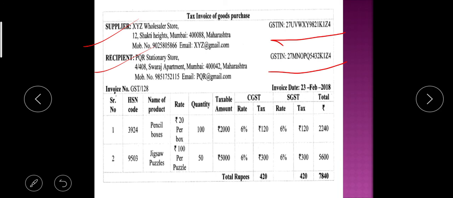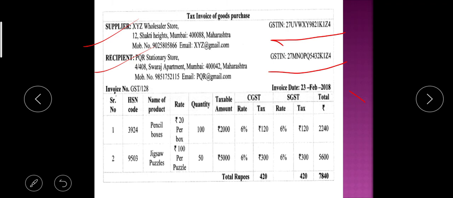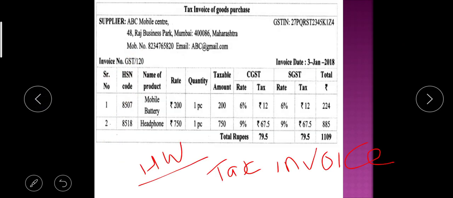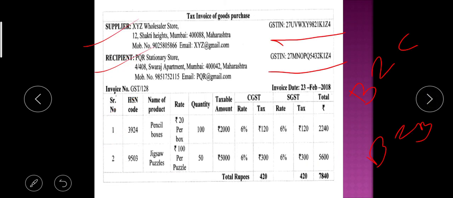So same. What is your today's homework then? Business to customer and business to business. Prepare the tax invoice and send it to me before the session time. Understood, students? Like this bill, minimum 5 goods you have to take. Means 5 different products you have to take with different rates of GST.